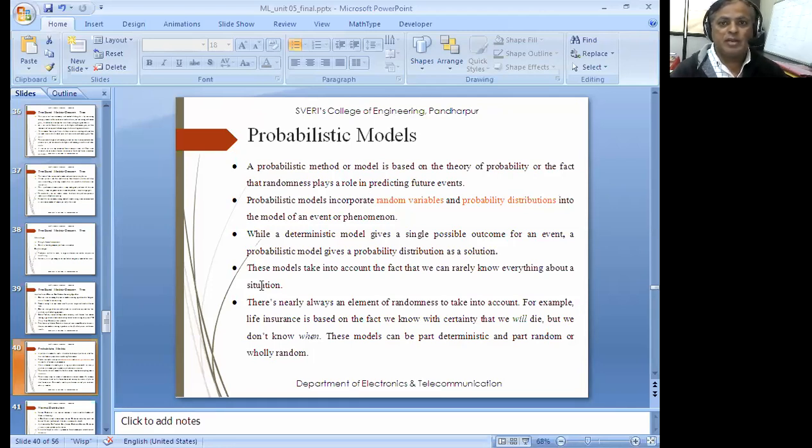Means they are not going to help you find out when you're going to die, but that could be an example. These models can be part deterministic, part random, or wholly random. So it could be a combination of probabilistic plus deterministic, or it could be wholly random models.